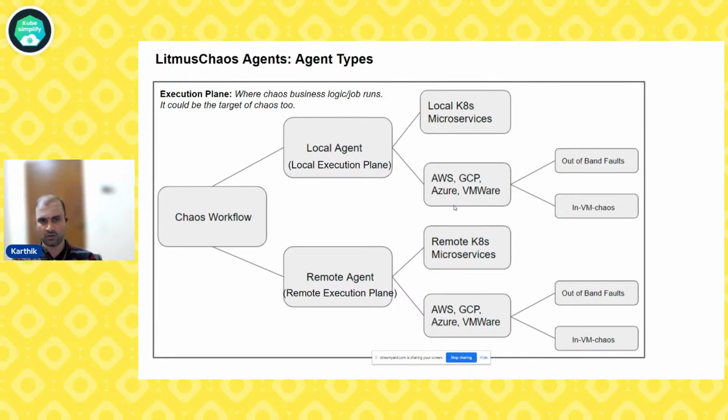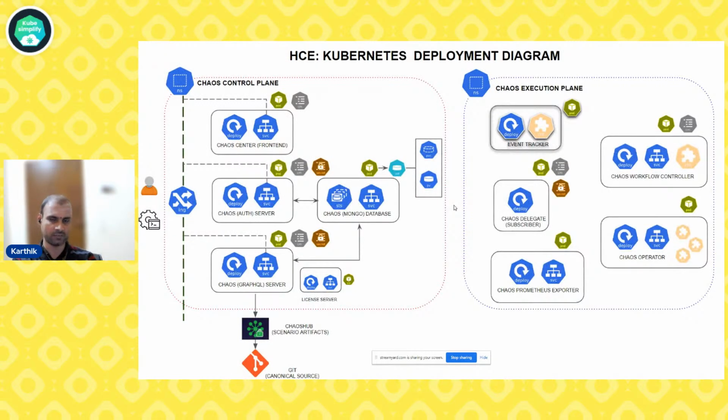You just pass your cloud secret, your cloud access credentials in the form of secrets to your experiments, and they will be able to consume it and do things like bringing down EC2 instances or bringing down VMs or causing some kind of resource consumption or some kind of network latency inside of your EC2 instances or VMs that are, of course, outside of your cluster. Depending upon what you have access to or what permissions you've given, you'll be able to target it. That's this schematic basically shows the different kinds of agents that are there.